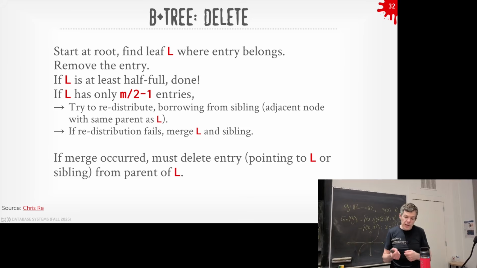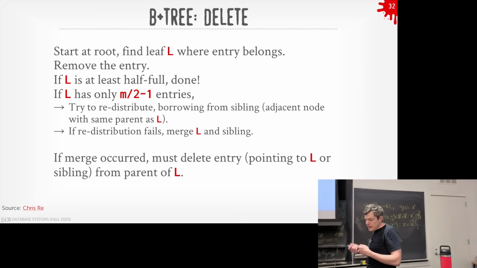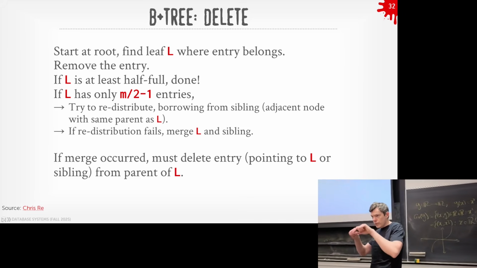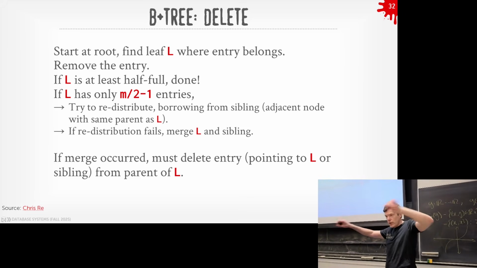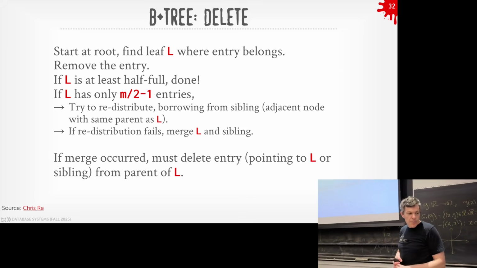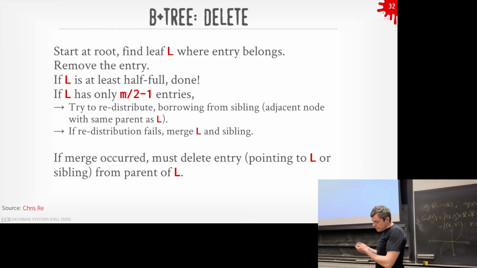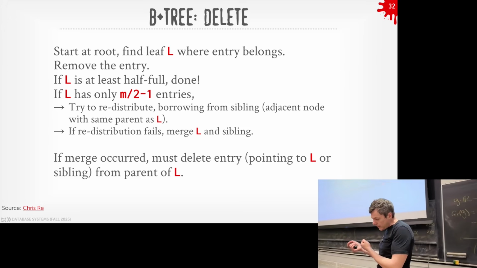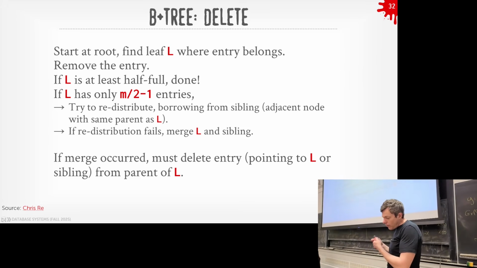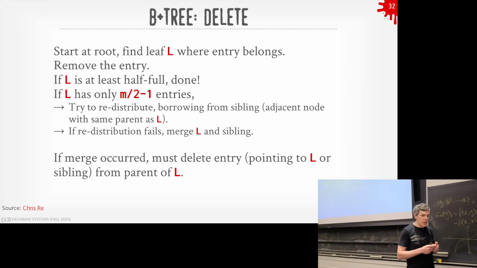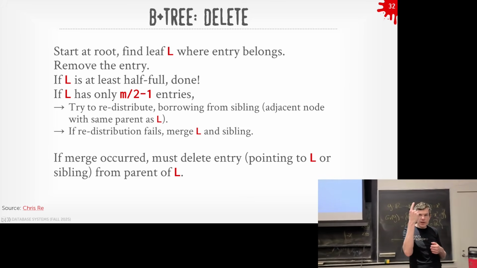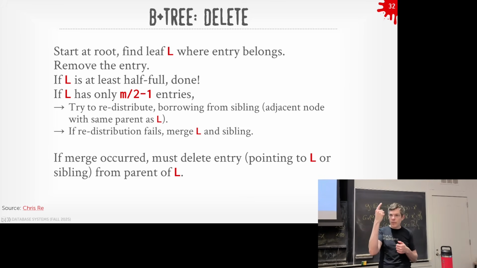If you can steal a key from an adjacent node, and usually you only look at the one guy over, you don't try to look at all your siblings, and you can steal it without unbalancing them, you're done. If stealing a key from either of your siblings makes them less than half full, then you have to do a merge. In which case you'll end up deleting a discriminator key on your parent above you, which may again recursively go all the way to the top and cause you to rewrite the entire tree.